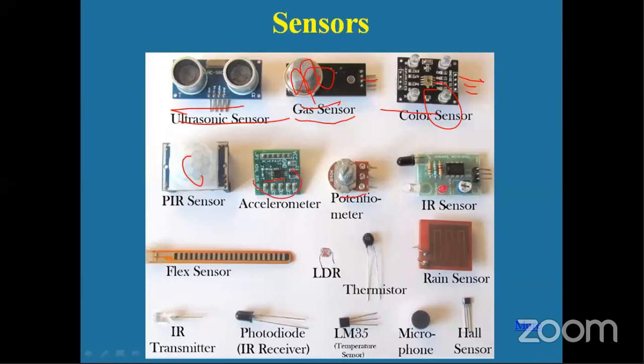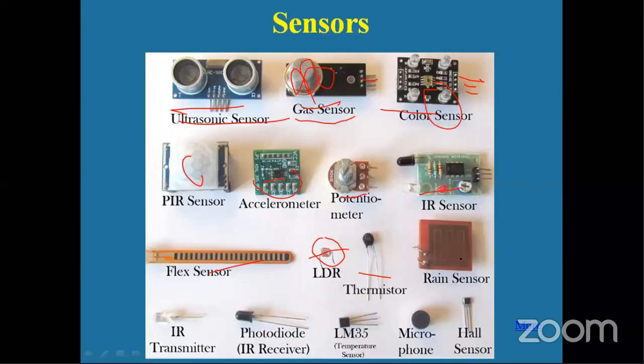Then you have a potentiometer for increasing and decreasing the resistors. Then you have an IR sensor for obstacles. Then you have a flex sensor to detect how much force is applied on that strip there. Then you have an LDR, light dependent resistor, to check if there is presence of light. For smart lights, we use this sensor, by the way. Then you have a thermistor, of course, another sensor which will help you to detect what is the temperature around you, and so on. Okay, and then you have the rain sensor to detect if it is raining outside.